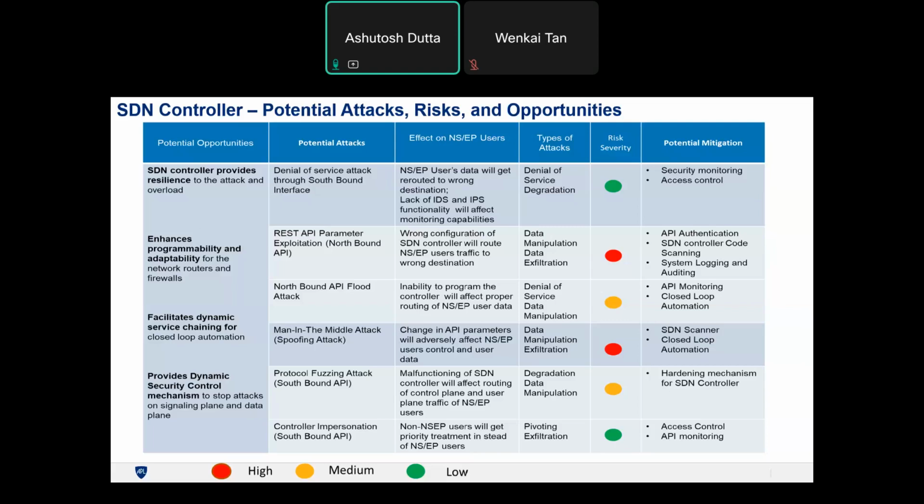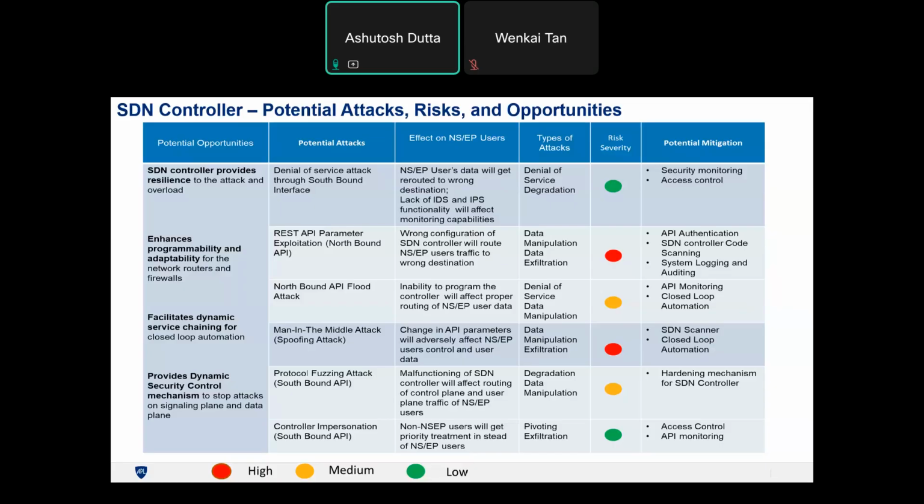Change in API parameters will adversely affect the mission critical user and user data, right? So these are the bad things that could happen if somebody attacks any of these. And what kind of attacks are those? Is it service degradation? Is it data manipulation? Then the risk severity, right?